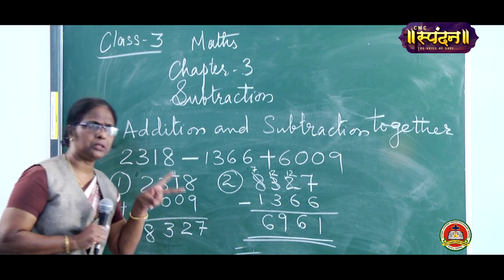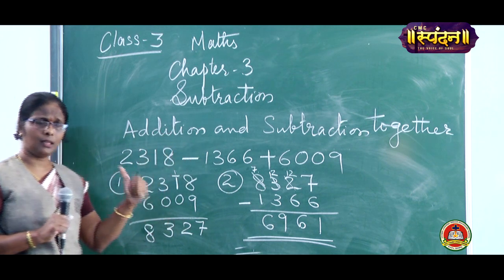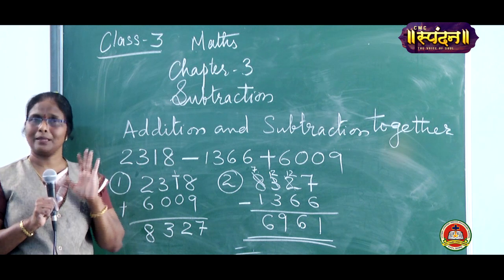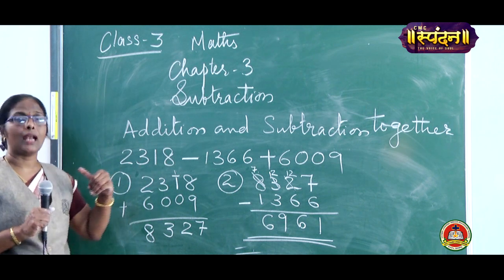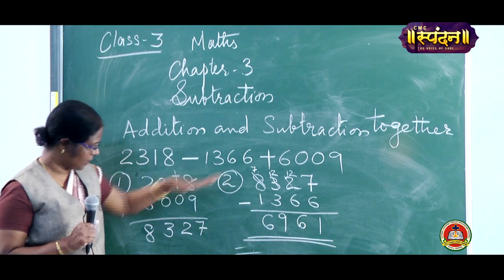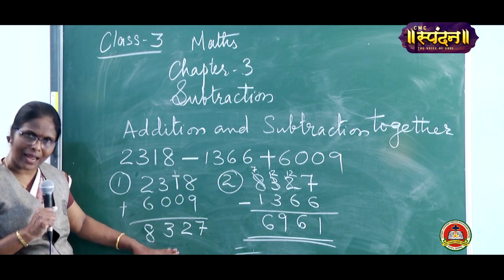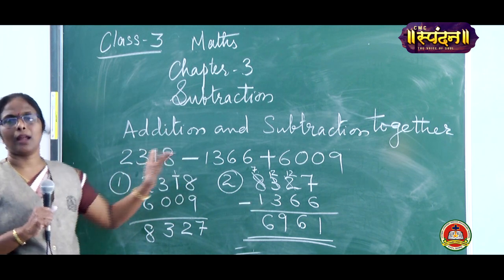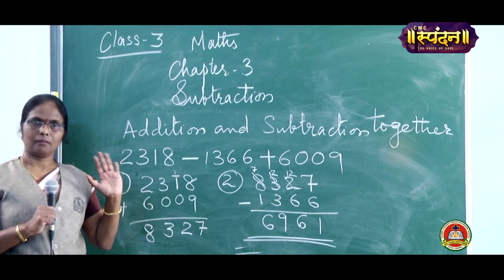So you have to remember only two rules. That is, combine the numbers which have the plus sign and add them together, and then from the answer that you get after addition, you have to subtract the third number. First addition and then subtraction. I hope it is clear.